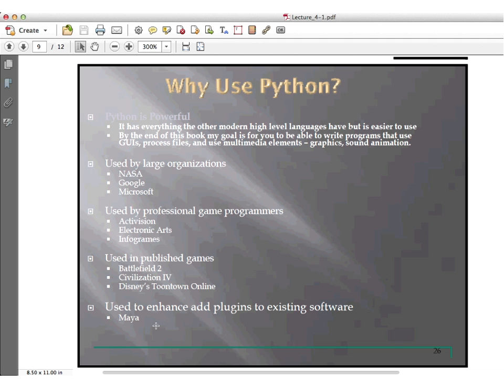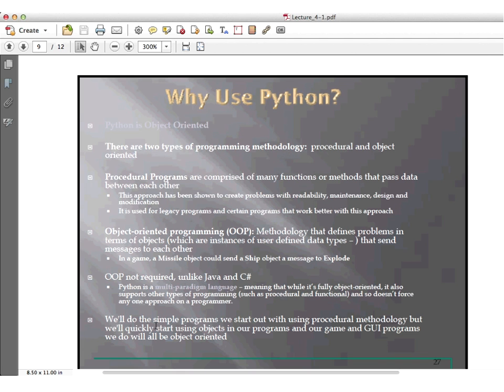Okay. Python can be what they call object-oriented. There are two real programming methodologies in the world. One is called procedural, where it goes step by step, that most of us use, and the other is object-oriented. And we will go through that at a later date. But procedural programs comprise many functions or methods that pass data between each other. It's a structured format. This approach is shown to create problems with readability because you're jumping between different modules.